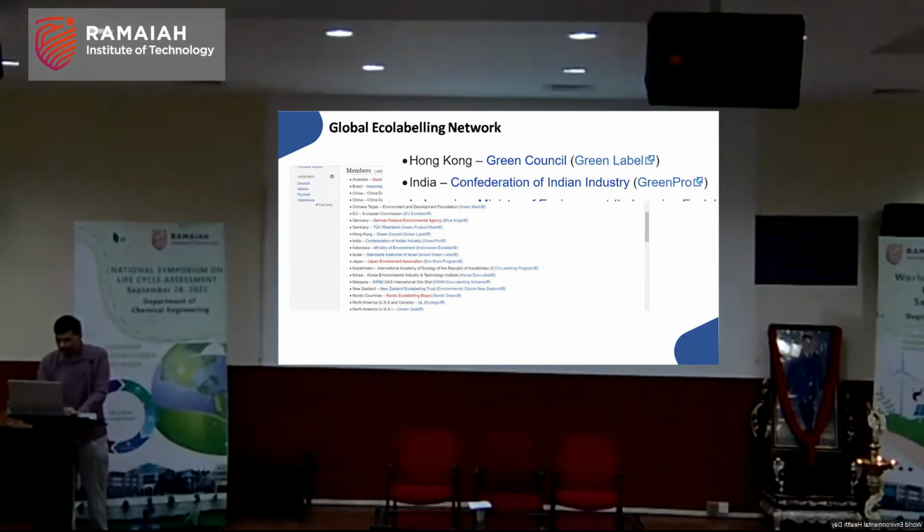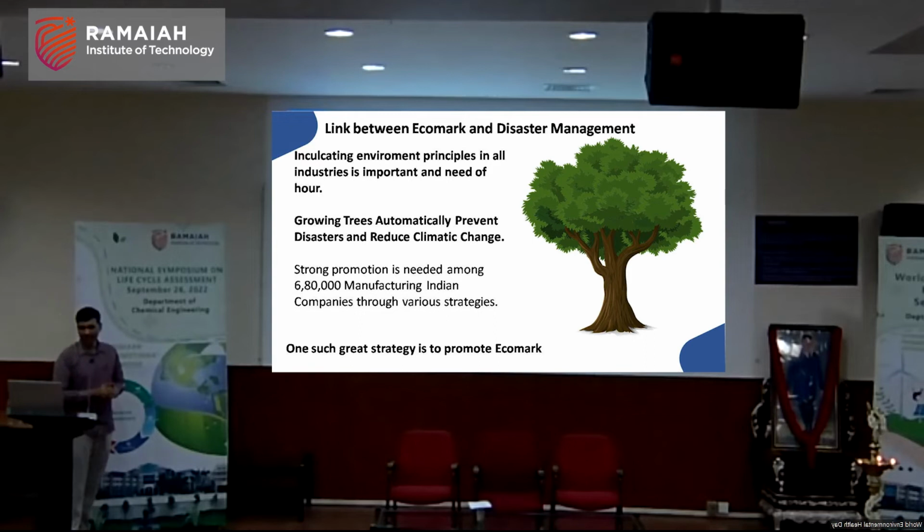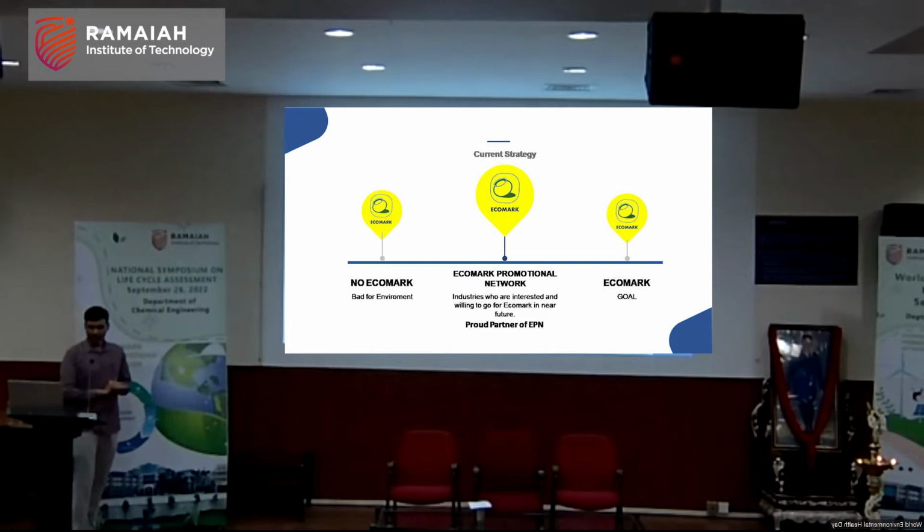And now, what is the link between this Ecomark and disaster management? Suppose if we can promote this Ecomark, and then after that, everybody starts applying for Ecomark. Once they start applying for Ecomark, they have to promote environment. They have to plant more trees. So you can see here, there are approximately 680,000 manufacturing industries in India. Now, suppose any industry has to apply for Ecomark or ISI mark, they have to invest so much money.